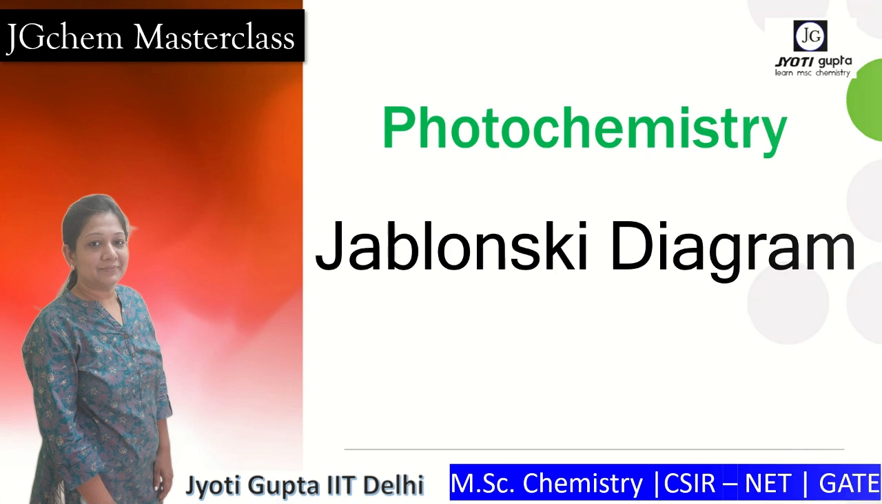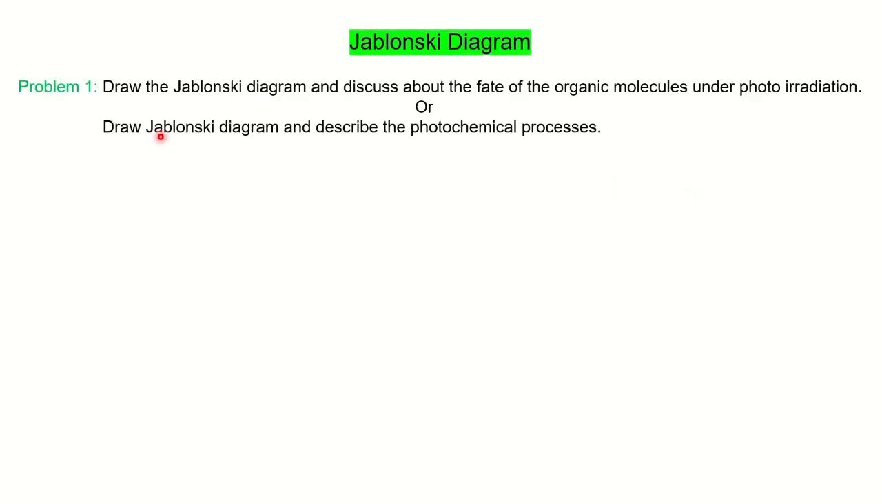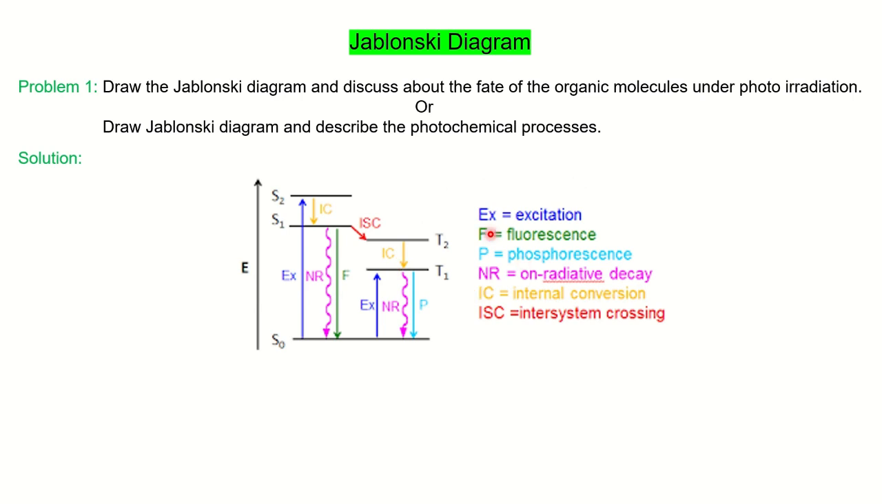So now we'll start the question. You might get the Jablonski diagram. You have to draw it here, discuss the fate of an organic molecule when it is irradiated by photons or photoirradiation, or you have to describe the photochemical processes. So first you need to draw the Jablonski diagram, a very simple diagram where you label it properly and mention the names of each of the processes.